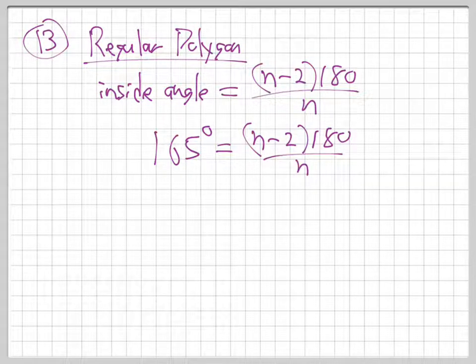What's n? They basically want to know what n is. What's the number of sides n that'll make it come out 165 degrees? Well, we have two options here. Number one, we can solve that equation for n using some algebra. And if you're really comfortable with algebra, feel free to do so.